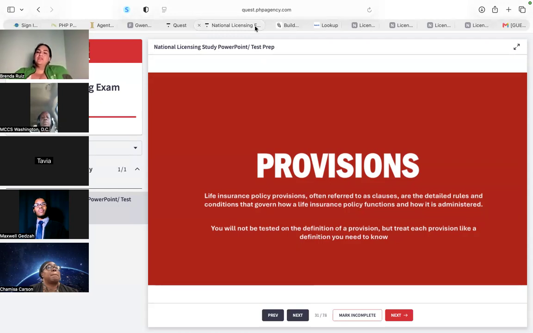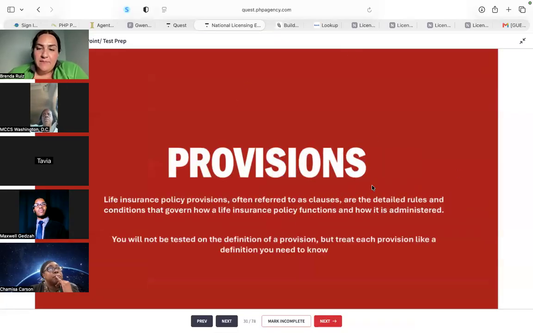We left off on provisions, okay? Now, this is one of the sections. I love this section of the exam. Provisions are awesome. This is like the terms and conditions, like how the policy exactly works. So you will be tested on this section. You won't be tested on the definition of a provision, but you need to know what provisions are within the policy. Okay.